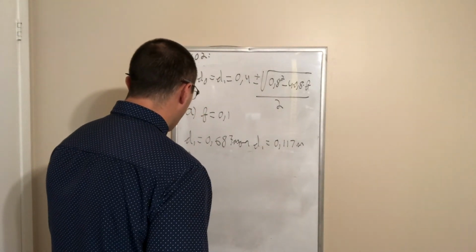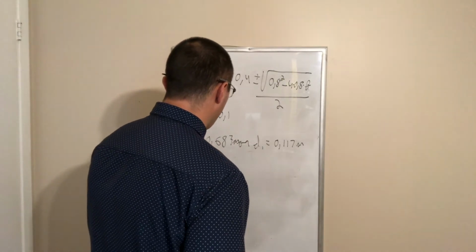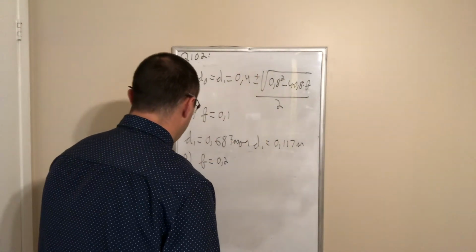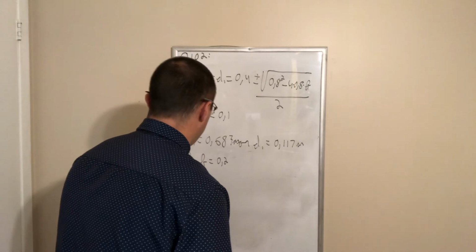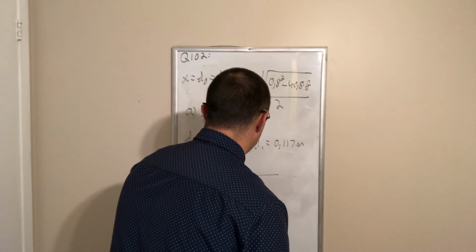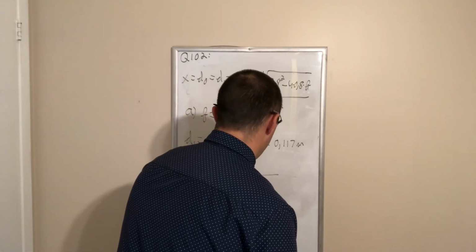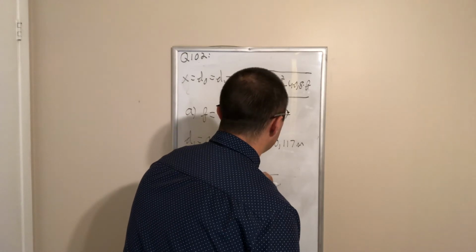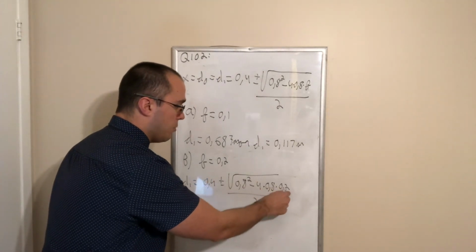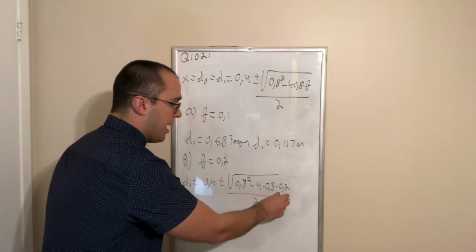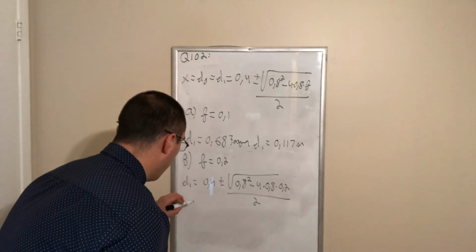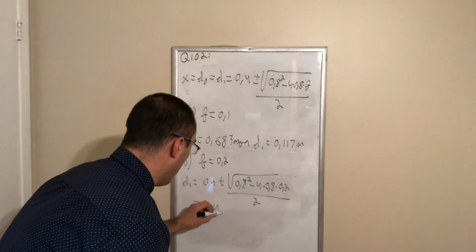What happens if the focal length is equal to 0.2? This one creates something interesting. So let's plug in the value just to highlight that part. So d1 is equal to 0.4 plus or minus the square root of 0.8 squared minus 4 multiplied by 0.8 multiplied by 0.2, divided by 2. Now if you look here, 4 multiplied by 0.2 is equal to 0.8. So we have 0.8 multiplied by 0.8, the two terms are equal, so we get the distance is 0.1 meter.